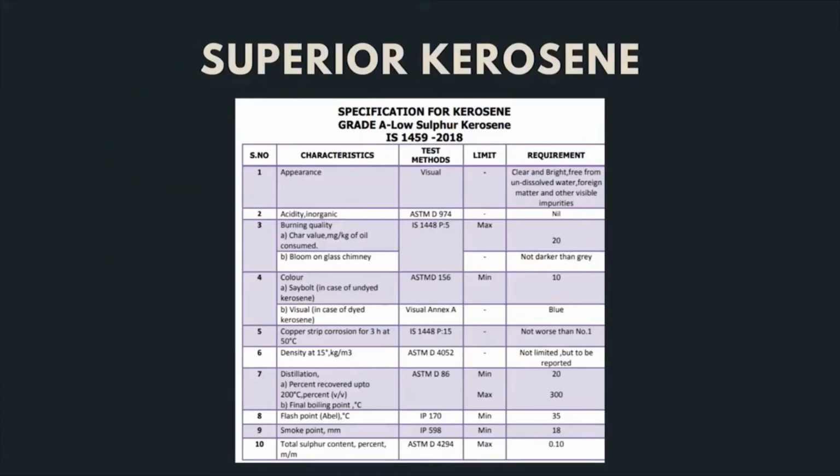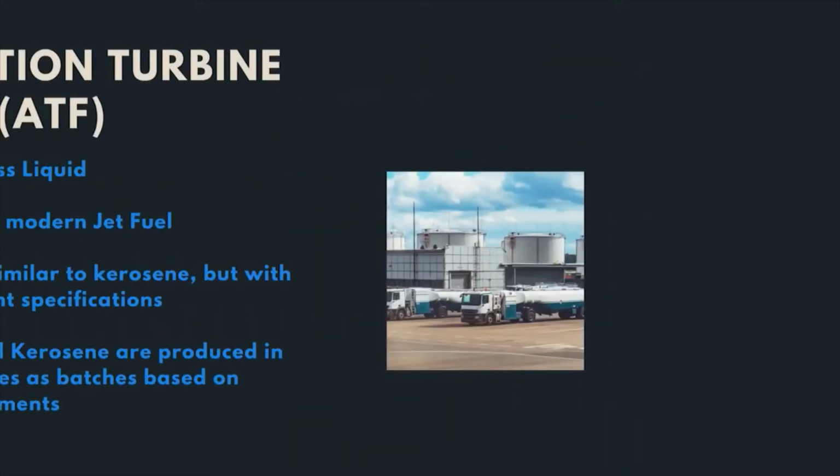Some of the important tests or characteristics are flash point. Flash point is the temperature at which the vapor mixture is going to burn. Flash point is important in storing and handling of the fuel. Here the minimum should be 35 degrees centigrade. And of course the distillation test and the sulfur content test are also important when we are trying to market kerosene as a product.